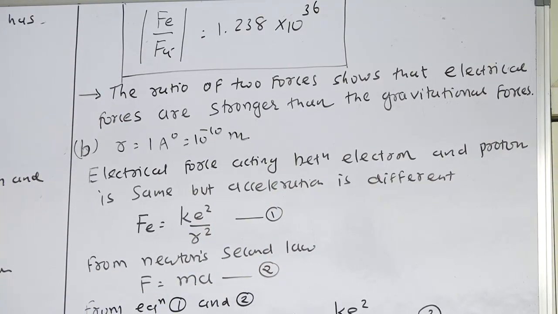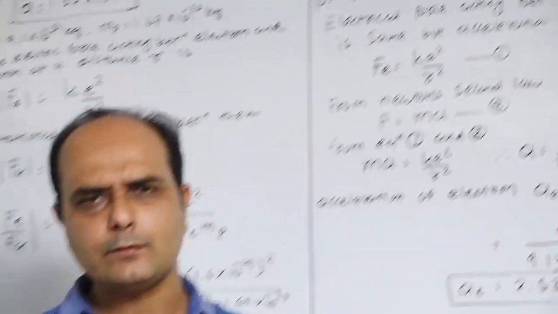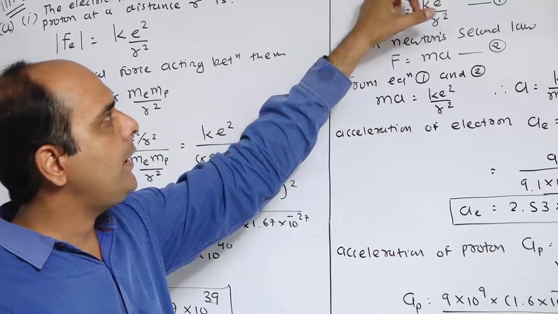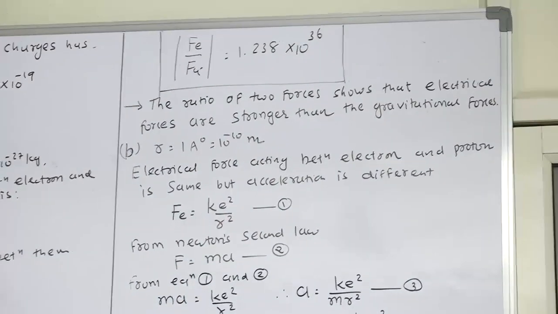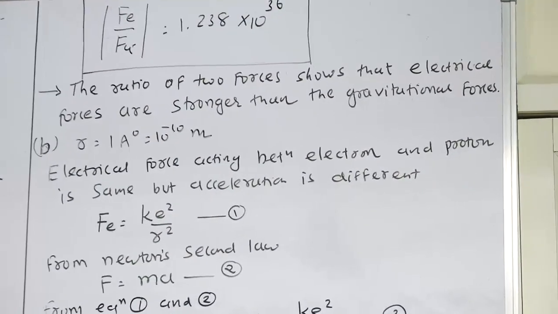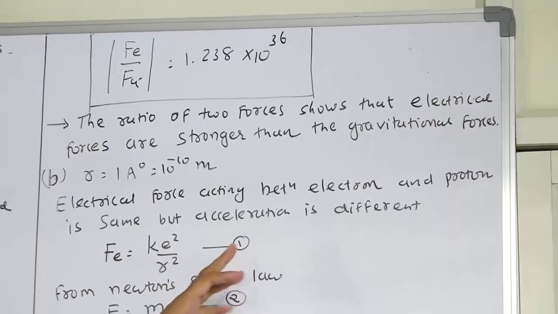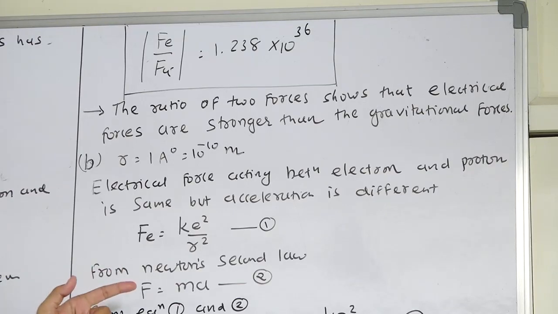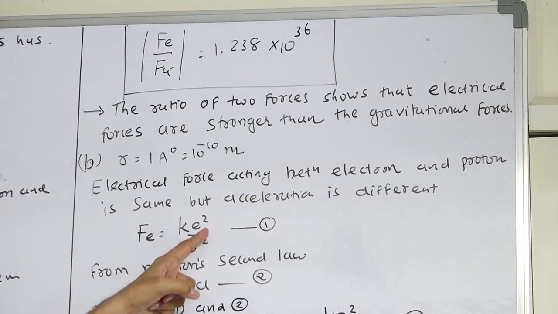Okay. So now there is a big question. Calculate the acceleration of the electron and the acceleration of the proton. Both are separated by a distance of 1 angstrom. 1 angstrom is 10 to the minus 10 meter. Now the electrical force acting between the electron and proton is given by Fe is equal to K e square by R square.